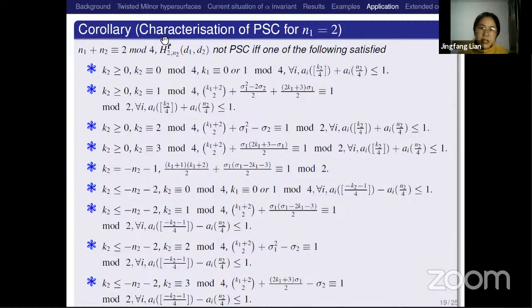Give its characterization of the positive scalar curvature. And from this result, we can get as many examples for the twisted Milnor hypersurface without positive scalar curvature.